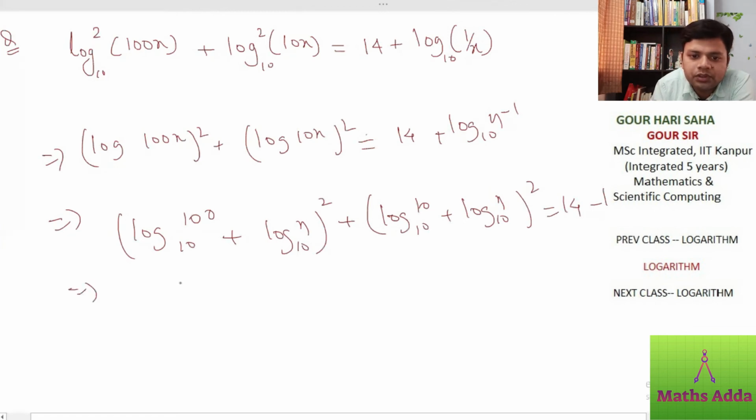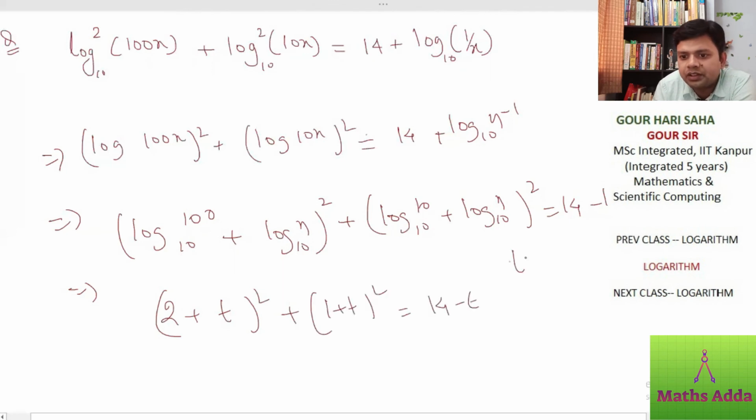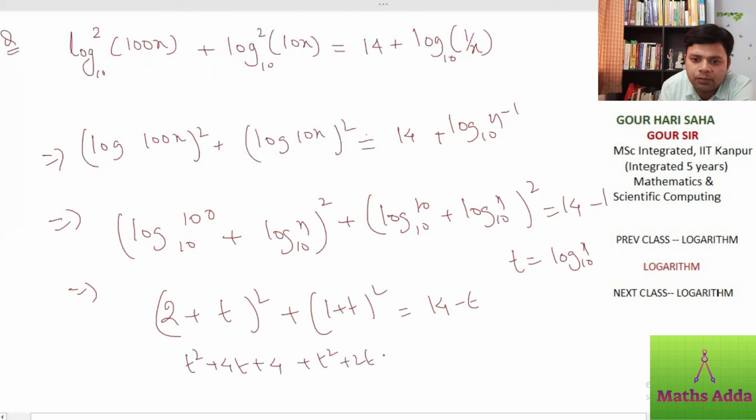Now log of 100 base 10 is 2. 2 plus, just say this is t. So 2 plus t whole square is equal to 14 minus t, where t is equal to log of x base 10. Now simplify it. So it is t square plus 4t plus 4 minus 14 plus t equal to 0. So it is 2t square and then 7t minus 9.